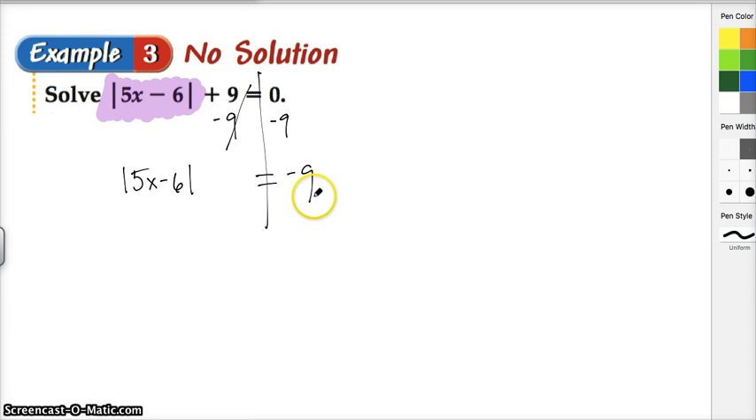This should raise an alarm. No absolute value will equal something negative because we can't talk about the distance from 0 as a negative thing. So at this point, we can see that we have a no solution situation. No solution, or the answer is the empty set. As we know, we can write it in two ways.